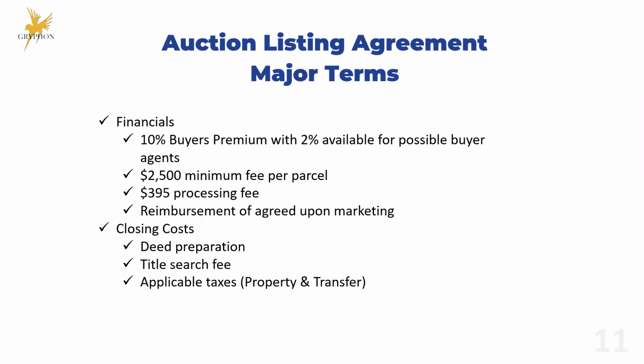So out of the high bid, the only deductions they're going to have are what's right here on this page: the $395 processing fee, reimbursement of agreed upon marketing, if that's what we have in our contract, and then deed prep, title search, and applicable taxes. The buyer's premium, which is where most of the commissions are going to come out of, is paid by the buyer, and all of the other applicable costs are going to be paid by the buyer.